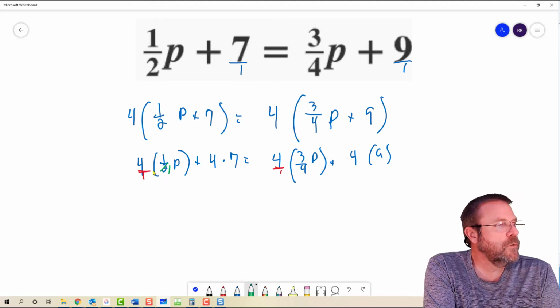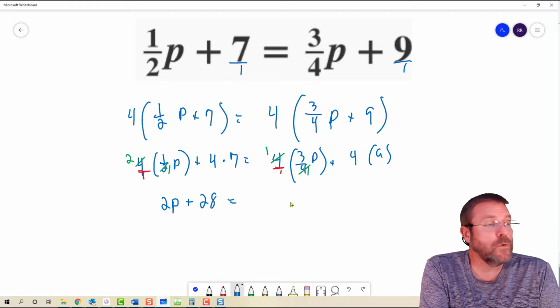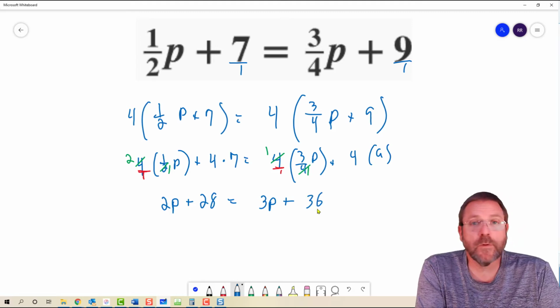Now 2 goes into 2 once, 2 goes into 4 2 times. And then on this side, 4 goes into 4 once, 4 goes into 4 once. Now I can multiply. 2 times 1 is 2, 1 times 1 is 1. That gives me 2 over 1, also known as just 2p, plus 4 times 7. That's going to give me 28 is equal to, now 1 times 3 is 3, 1 times 1 is 1, 3 over 1 is 3p, plus 4 times 9, that's going to give me 36.